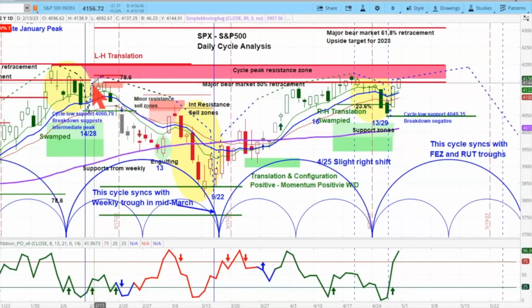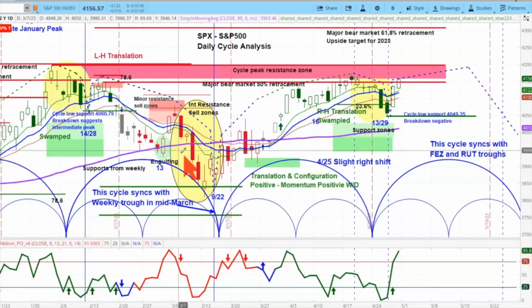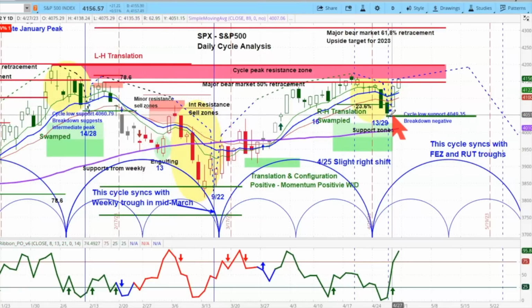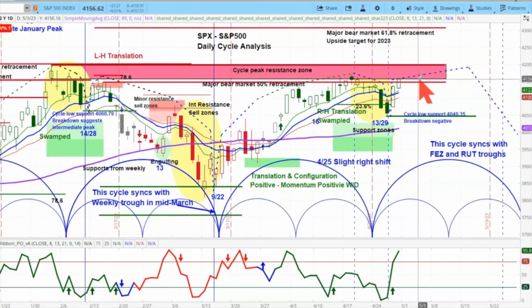You saw this was a 2 or 3 day peak right over here. You might be saying, well, that could happen again. This was in a period of negative momentum for the weekly when it was correcting. This is in a period of positive momentum for the weekly where it is rising. And that's why I don't expect anything like that.